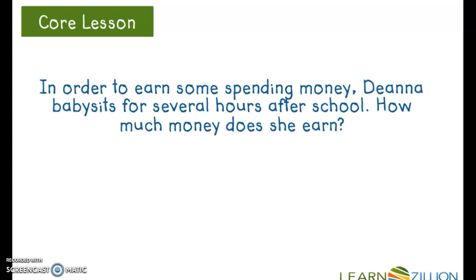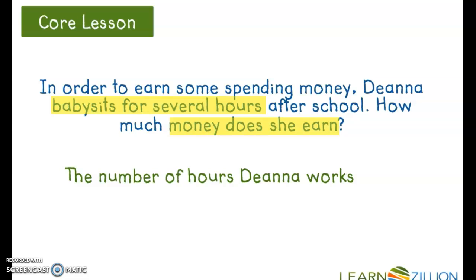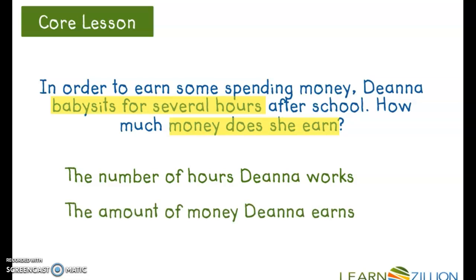Let's look at a real-world scenario so we can identify the variables. In order to earn some spending money, Deanna babysits for several hours after school. How much money does she earn? If we look at this scenario, we see that Deanna babysits for a certain number of hours, and we want to know the amount of money she earns. Therefore, the two variables in this scenario are the number of hours Deanna works and the amount of money Deanna earns. We can represent each variable with a letter or symbol. H can be the number of hours she works, and M can be the amount of money she earns.